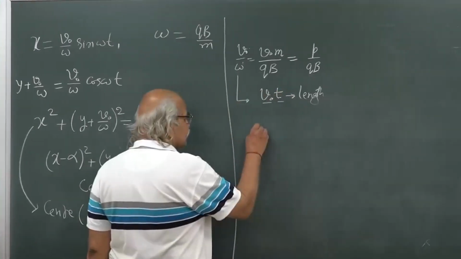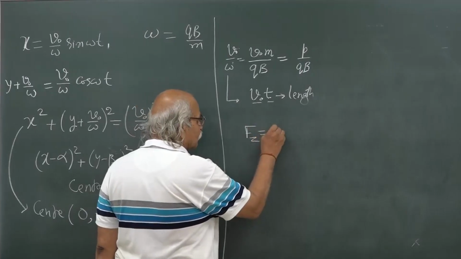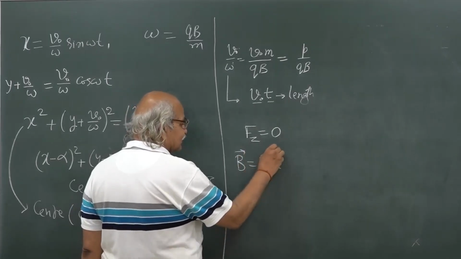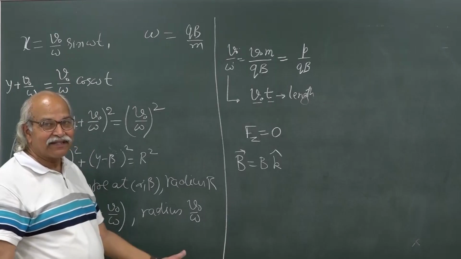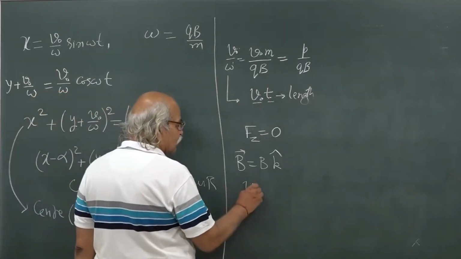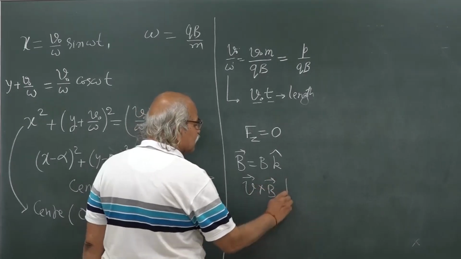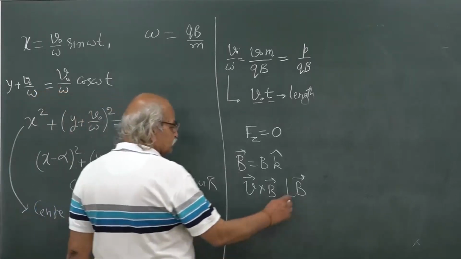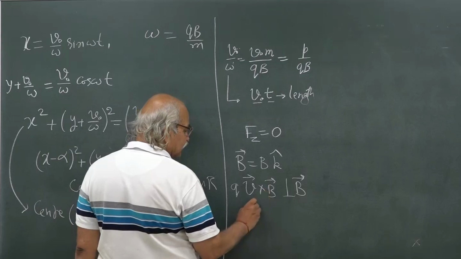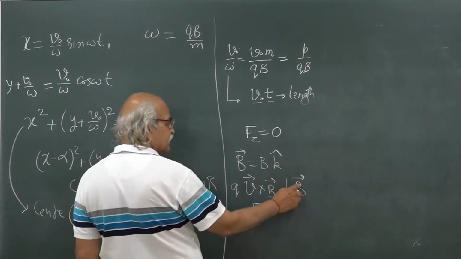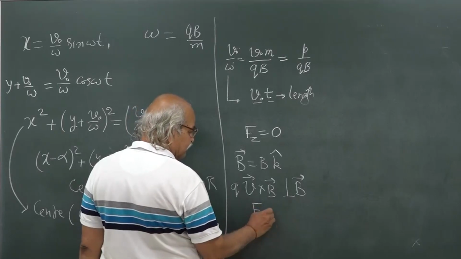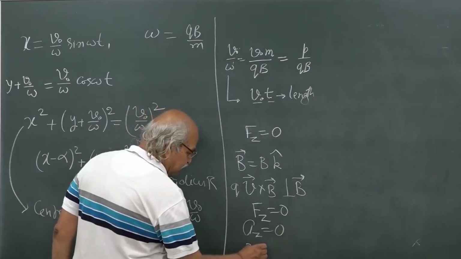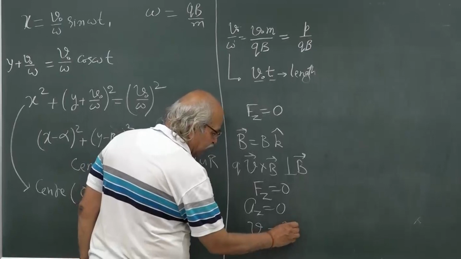In z direction, Fz is 0, because your B is taken in z direction, or z direction is taken along the given magnetic field. And hence V cross B, which has to be perpendicular to B, also perpendicular to V, will not have any component in this direction. It is perpendicular to this direction, and therefore Fz must be 0. Acceleration must be 0. If you have given some initial velocity in z direction, it will remain the same.